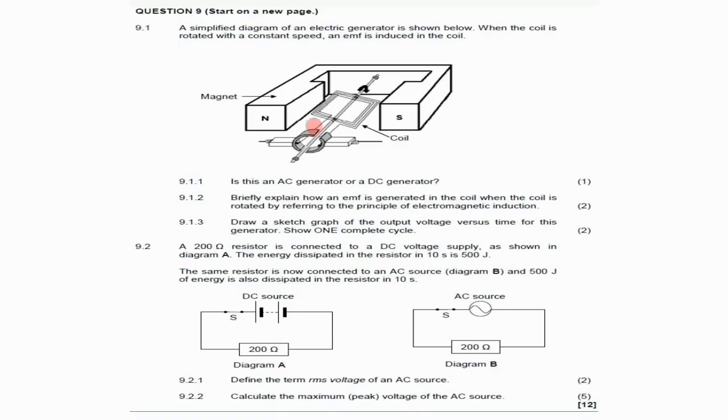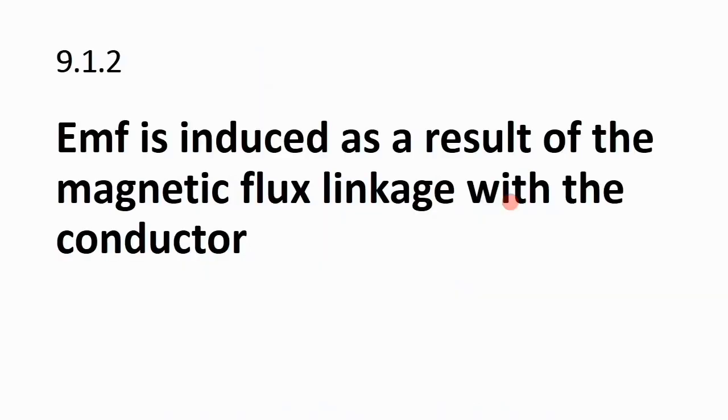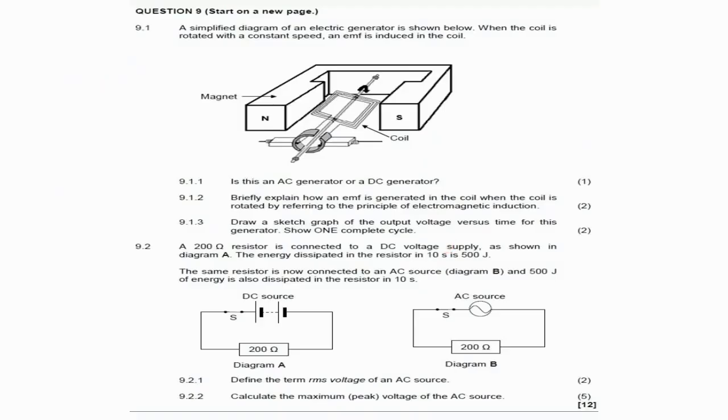Then 9.1.2 says briefly explain how an EMF is generated in the coil when the coil is rotated by referring to the principle of electromagnetic induction. So easy peasy, that one we just say EMF is induced as a result of the magnetic flux linkage with the conductor. You will remember this from grade 11, Faraday's law, whereby we had this formula. So we know that an EMF is induced as a result of the magnetic flux linkage with the conductor.